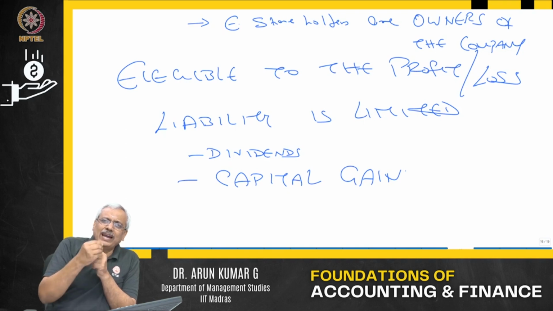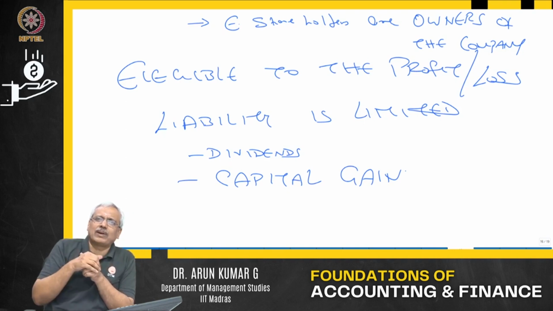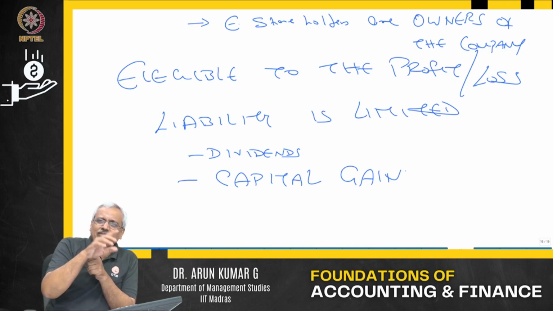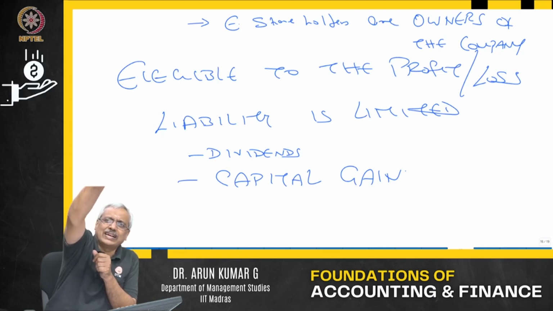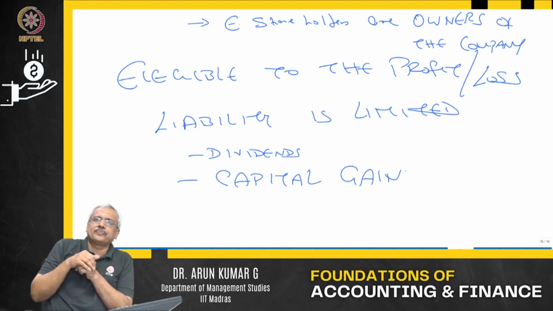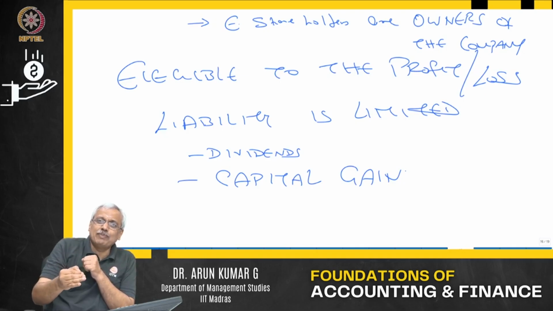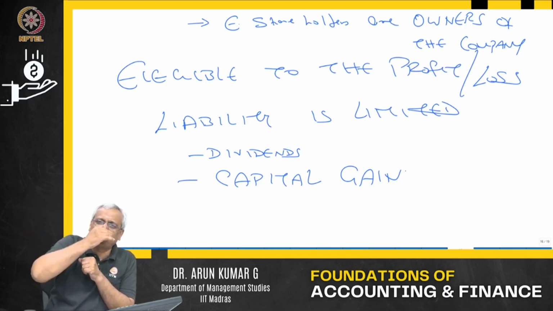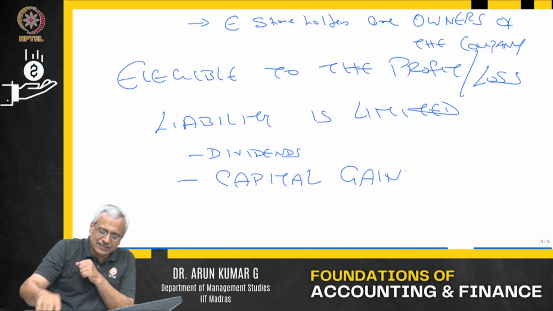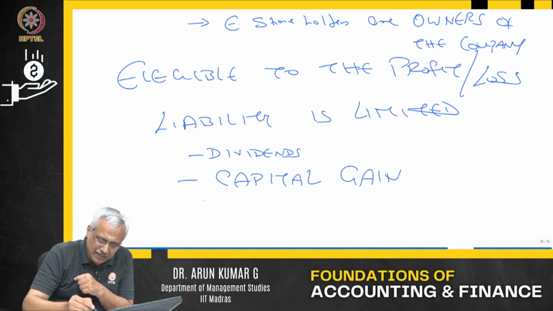Why will somebody buy the 10 rupee share from me for a higher price? He will buy it from me for a higher price because he anticipates the company to perform better, make more profit in the future and give more dividends in the future. So that is what we call the capital gain.